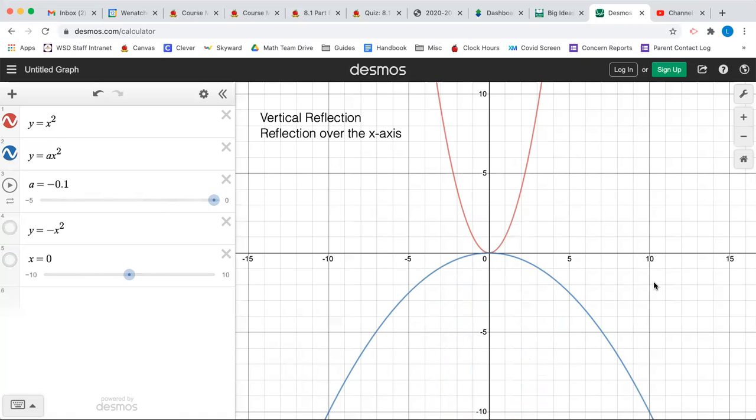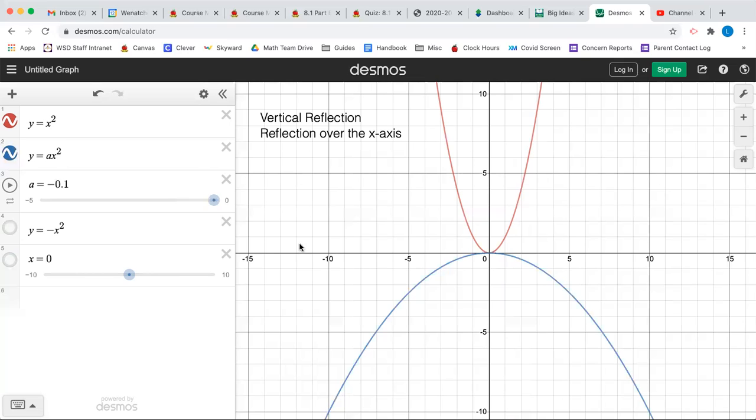This time, however, we have a vertical reflection and a vertical shrink. A vertical reflection over the x-axis and a shrink by a factor of 0.1. So the negative sign, the only thing it does is flip it over the x-axis.